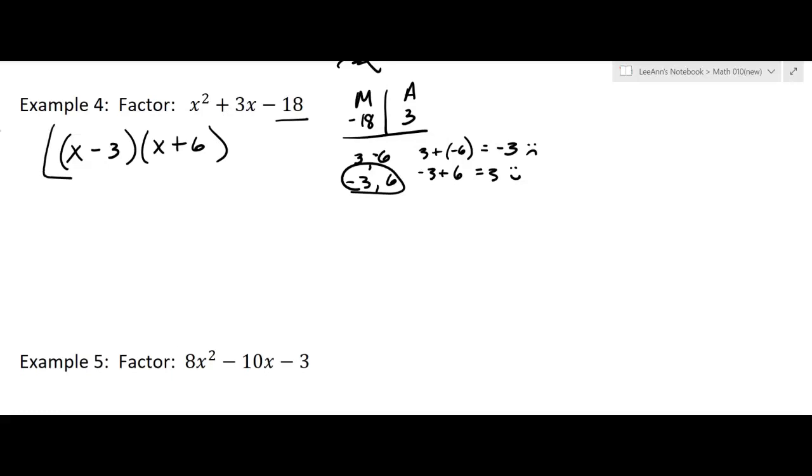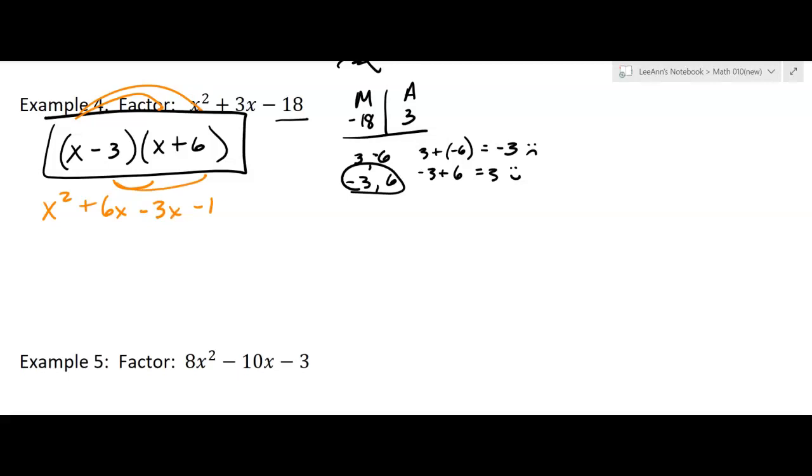Now that's the answer. I'm going to put a box around it, but I am going to check it by doing FOIL. So x times x is x squared. X times 6 is 6x, negative 3 times x is negative 3x, and negative 3 times 6 is negative 18. Notice how I keep checking the answer. That's so I will get it right. And if it doesn't come out to be the original polynomial, I've made a mistake and I did something wrong. All right. Now I'll show you the AC method.